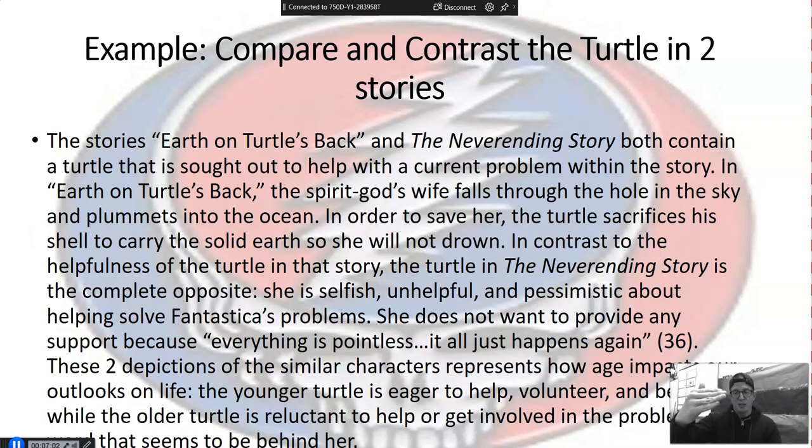All right, so that's the response. Now I'm going to show you. I'm going to highlight the three different parts of the paragraph: claim, support, analysis, and we'll show you how it's divided up.